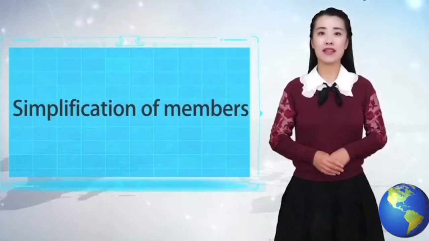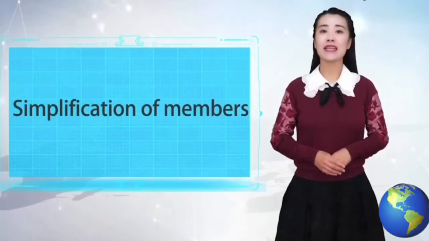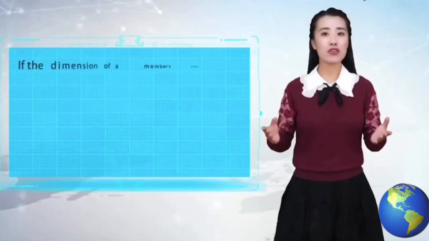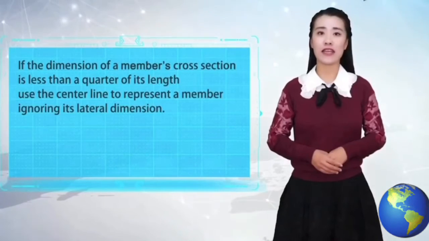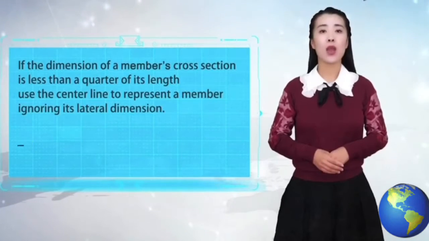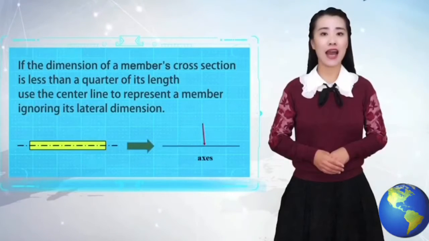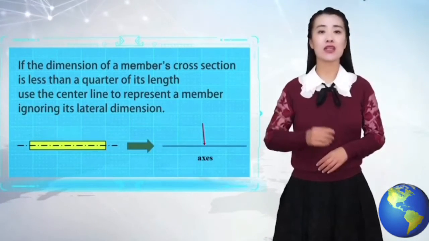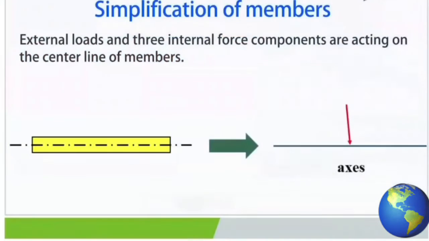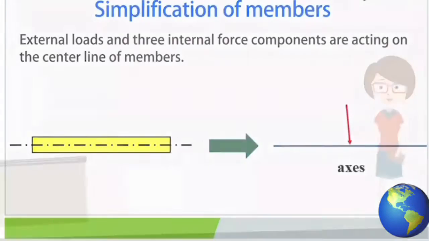Simplification of members. In analysis, if the dimension of a member's cross-section is less than a quarter of its length, we could use a center line to represent a member, ignoring its lateral dimension. External loads and three internal force components are acting on the center line of the member.